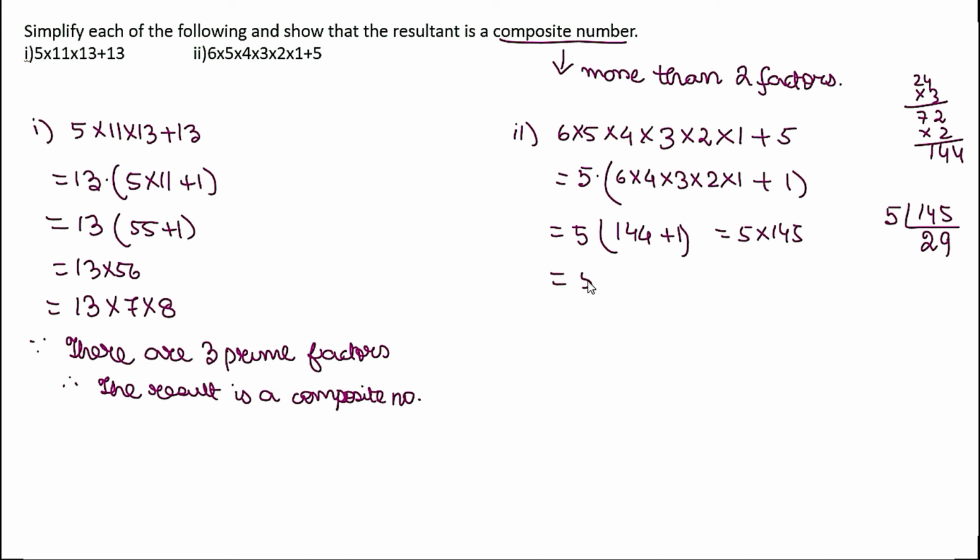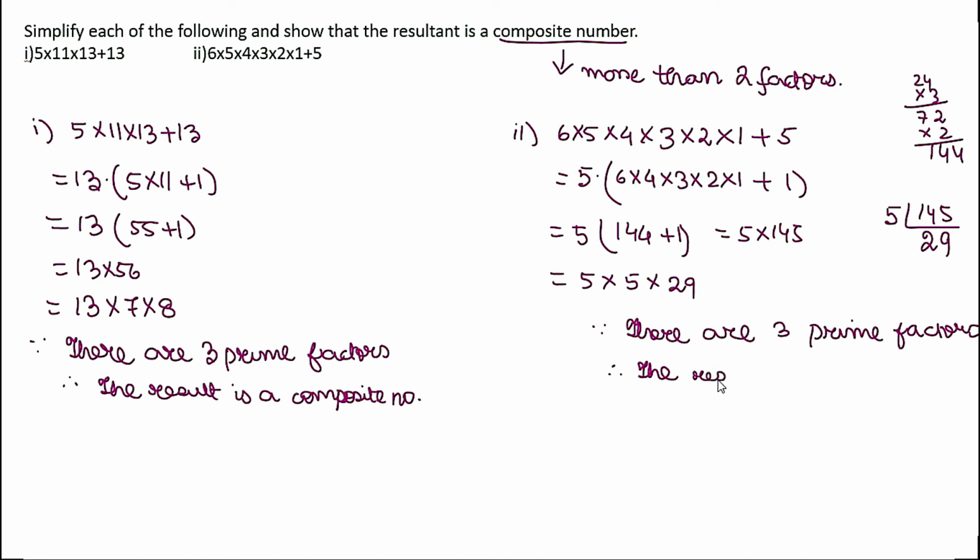So we can write this as 5 into 5 into 29. So 5 is a prime number. These two 5s are prime numbers and 29 is also a prime number. So 3 factors are there. So since there are 3 prime factors, therefore the result is a composite number.